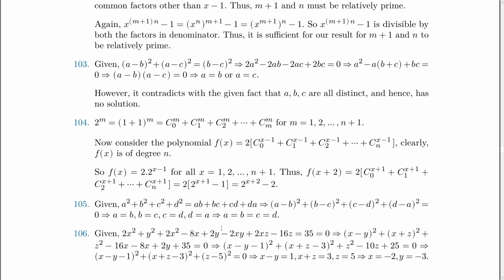So we write the equation, we bring in terms of (x minus y) whole square and (x plus z) whole square. Then this further gets solved and we arrive at (x minus y minus 1) whole square plus (x plus z minus 3) whole square plus (z minus 5) whole square. Once we have these three equations, x minus y minus 1 would be 0, x plus z minus 3 would be 0, and z will be equal to 5. So we solve this and we find z is equal to 5, x is equal to minus 2, and y is equal to minus 3.